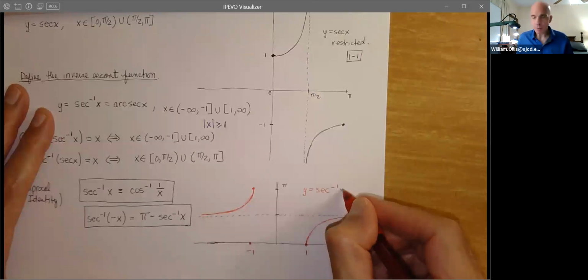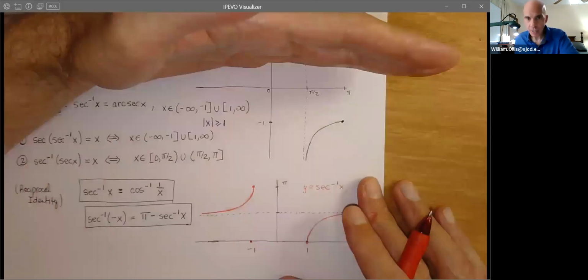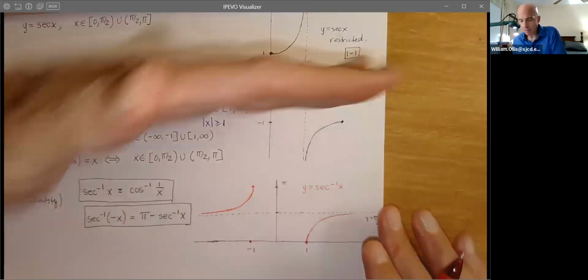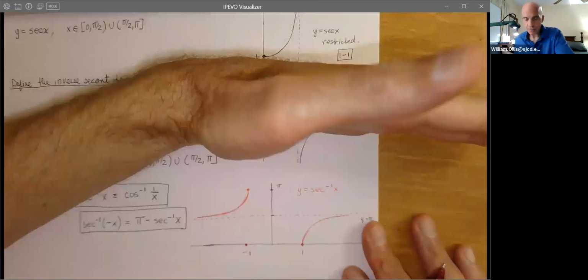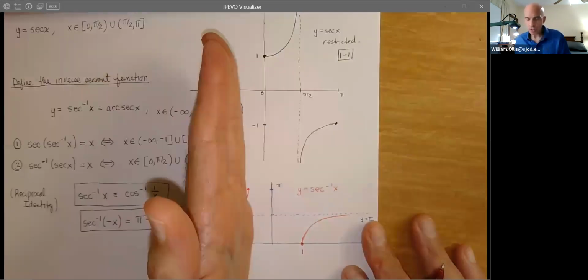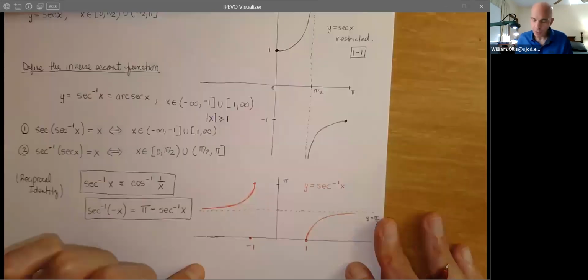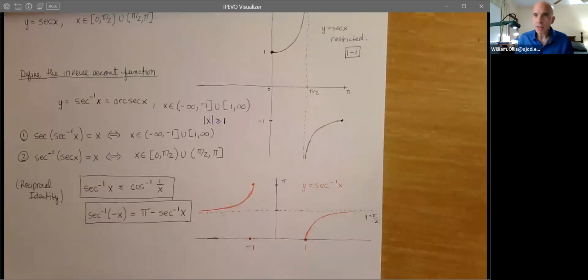Now again, like I said before, horizontal tangent here, vertical tangent. Horizontal tangent here, vertical tangent. So we would not expect the derivative to exist at these two points due to vertical tangency. You can't define the slope of a vertical line, it's undefined.